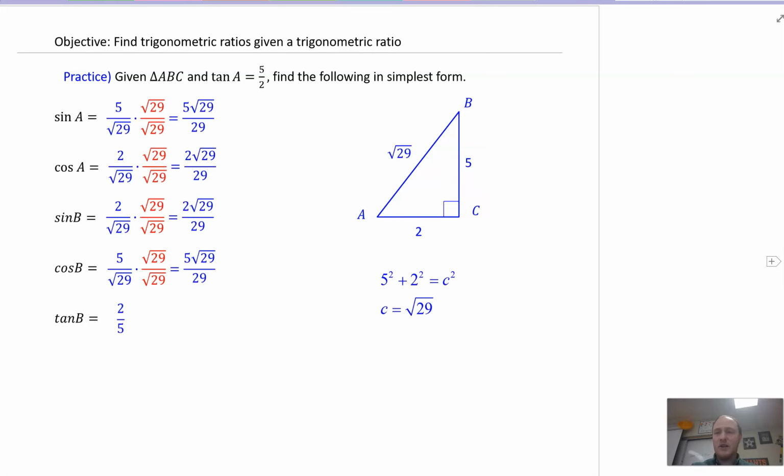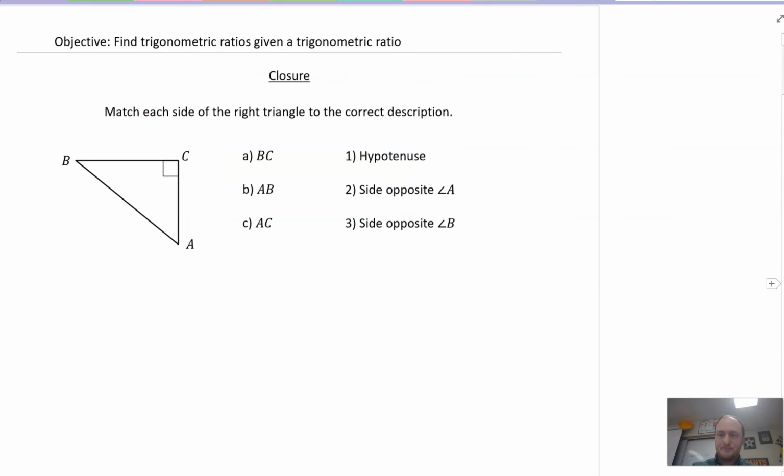I just have one last kind of closure for you that I think is important. Here it says match each side of the right triangle to the correct description. So of all of these sides, which one's the hypotenuse, which one's the side opposite of A, which one's the side opposite of B. Again, really getting us to be able to identify those correct sides. So pause the video, try this, and that'll be it. All right, and here is the solution. So you should have gotten that, okay?